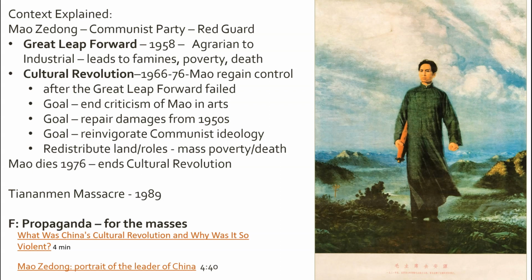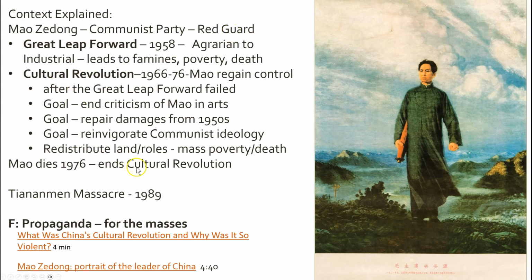So trying to make sure there is enough farmland to support the community, trying to redistribute to make sure that things are good. So there are positives that come from it. They're also trying to reinvigorate communist ideology, using red as a symbol, more propaganda to make sure people forget about the bad parts of the Great Leap Forward and instead remember how awesome Mao is.